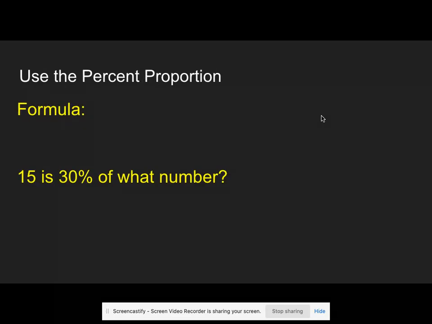So then we can get into using a proportion, and there's an important formula that I want you to know. So remember, proportion is fraction equals fraction. So we're going to do part over the whole equals the percent over 100. And that formula is going to stay every single time.